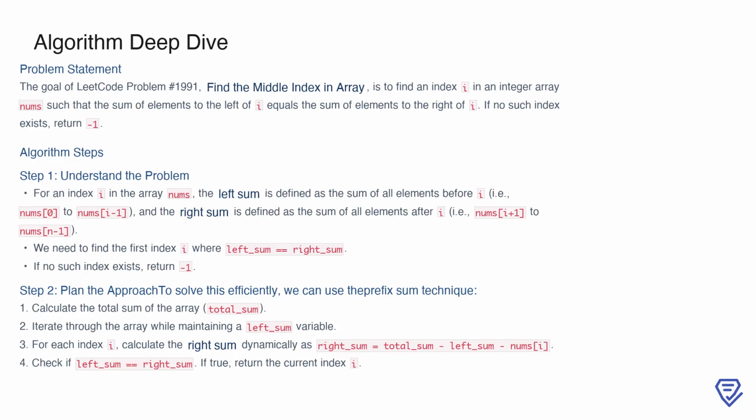To solve this efficiently, the prefix sum technique comes into play. This involves calculating the total sum of the array, iterating through the elements while maintaining a running left sum, and dynamically computing the right sum for each index. By comparing these sums, we can determine if the current index satisfies the condition. If it does, we return that index, otherwise, we return -1.